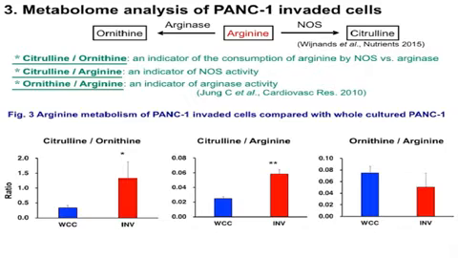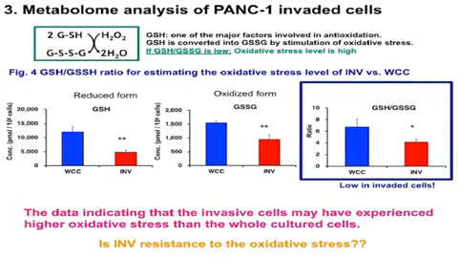From our result, the AEC score was significantly lower in the invasive cells compared with the whole cultured cells, at 0.69 for the invaded cells and 0.82 for the whole cultured cells, respectively. So it is indicated that invasive cells consumed more ATP than the whole cultured PANC-1. Accordingly, this suggests that ATP generating pathways were stimulated in the invaded cells, as indicated in the Atkinson paper.